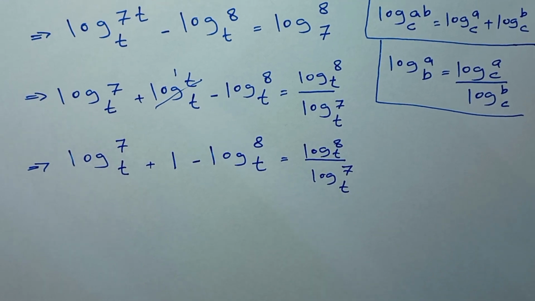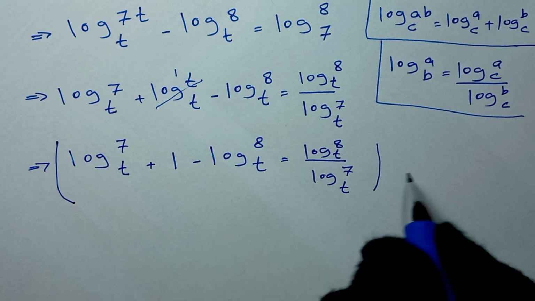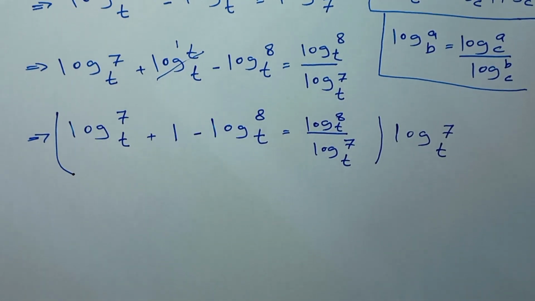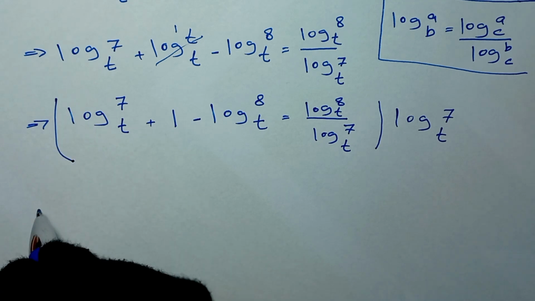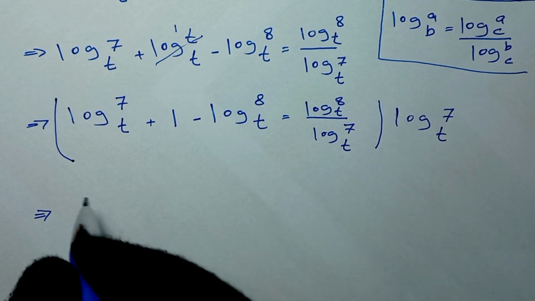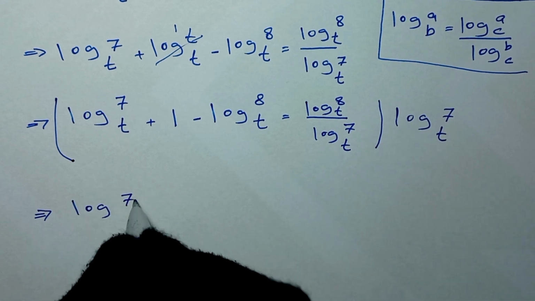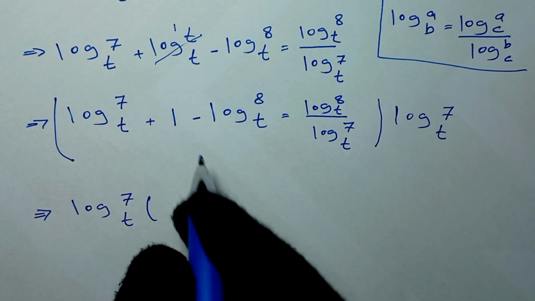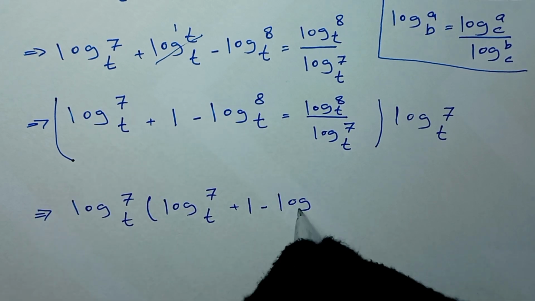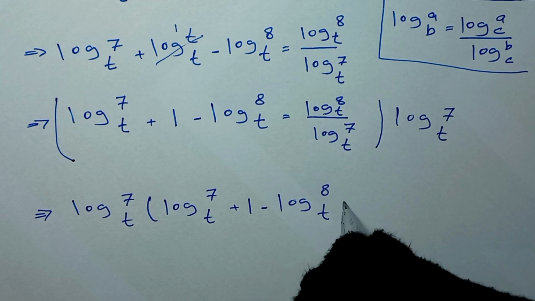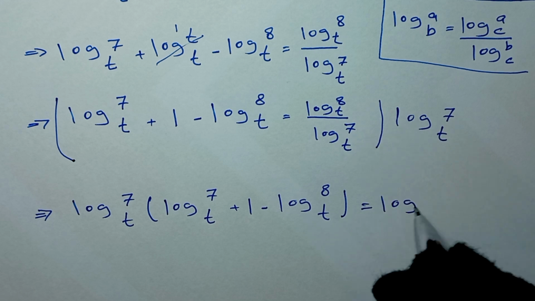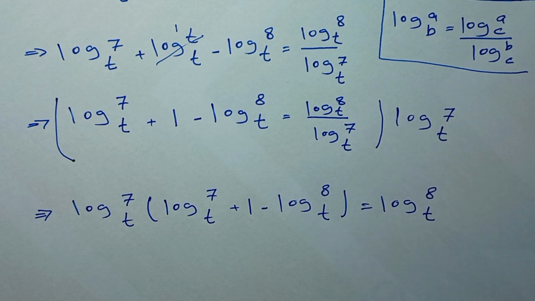And next step, we multiply both sides of this equation by log of 7 to base t. So in here, it will be this side times log of 7 to base t, it will be log of 7 to base t to this side. Log of 7 to base t, times log of 7 to base t plus 1 minus log of 8 to base t, is equal to, in here, this will cancel this and it will be log of 8 to base t.